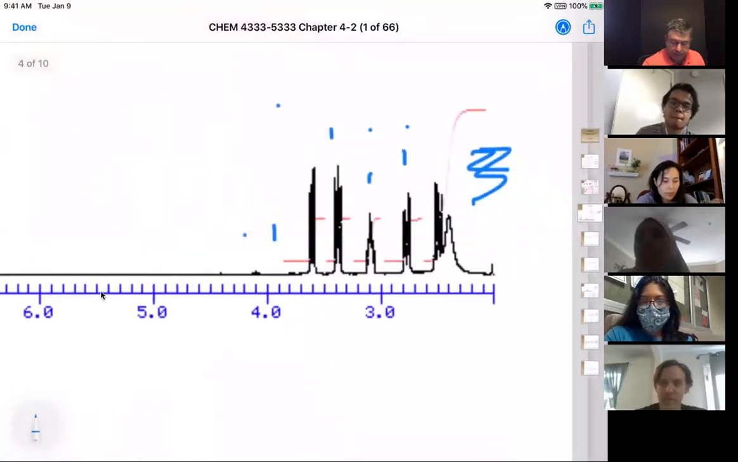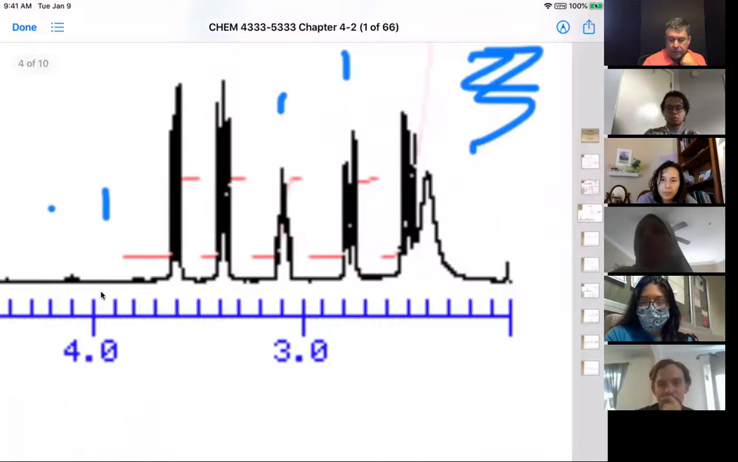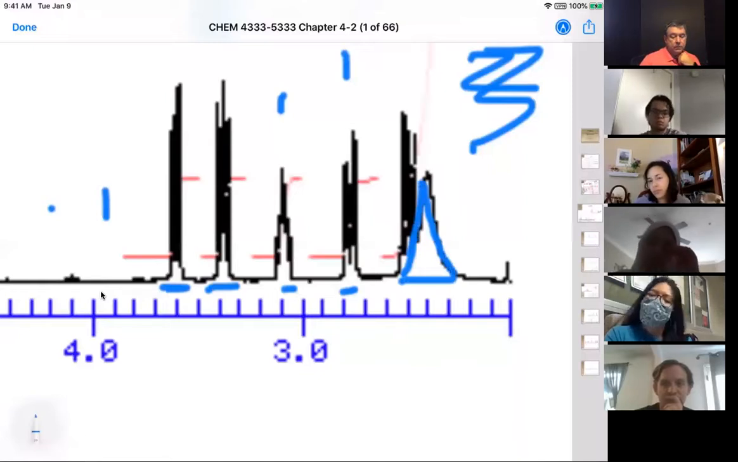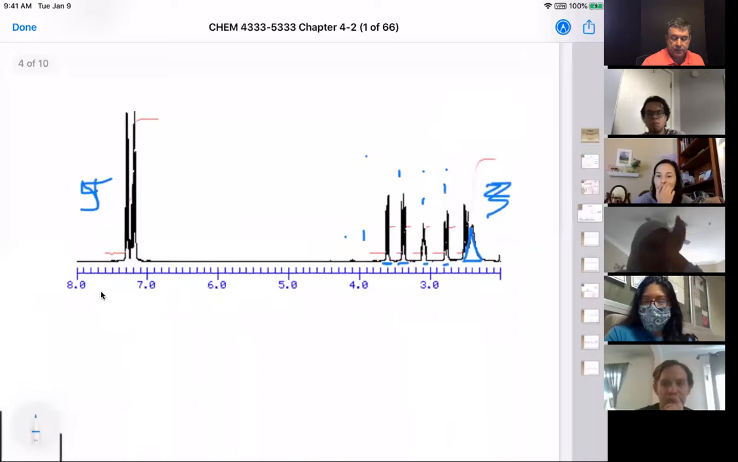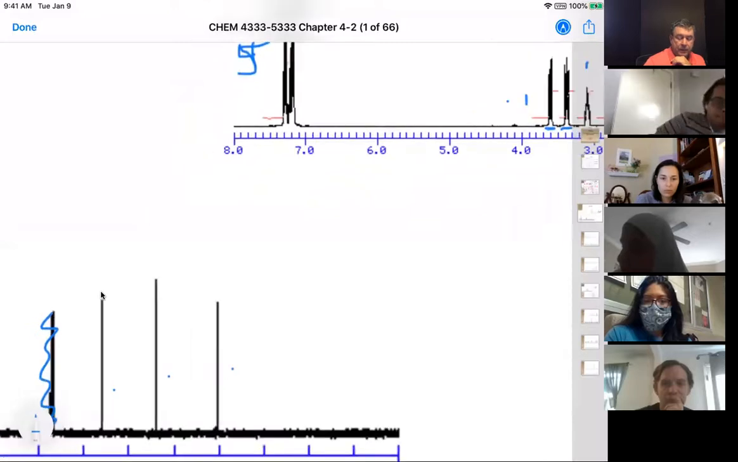Let's pull this up again here. Interesting. We have some kind of splitting here, here, here, here, and we have a broad peak here. So we could have a nitrogen or we could have an alcohol, something with a hydrogen on it. One of those nitrogens or oxygens might have a hydrogen on it, and it might be exchanging out real quick, so we might not get an accurate proton NMR.